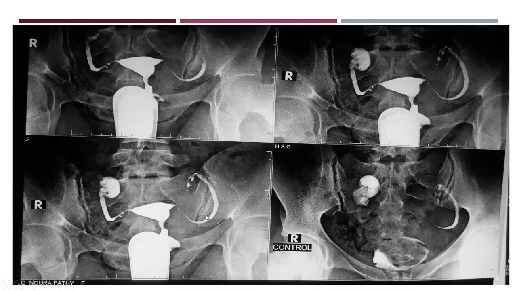Here, this is a vertical course of both tubes, which appear unhealthy. This is what we call the toothpaste appearance of the fallopian tube. It is not a healthy fallopian tube. And this other one shows dilatation in the ampullary part, with retained contrast in the control film. So this is bilateral tubal fimbrial adhesions with both fallopian tubes unhealthy.